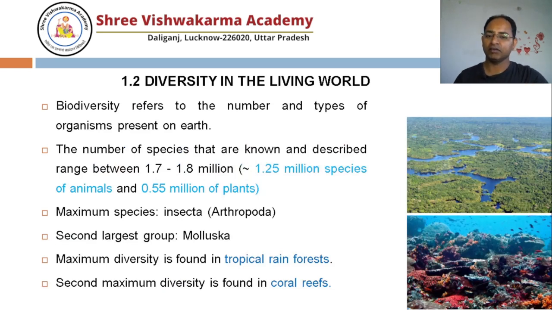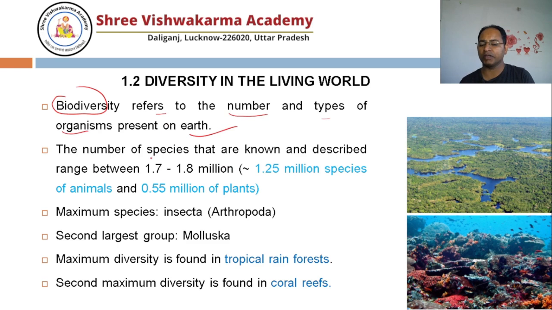Now, let's see another point, diversity in the living world. If you look all around, you can find thousands of species of plants and animals. How many types of plants and animals are present is known as diversity. So there is diversity of the living, that's why we call it biodiversity. Biodiversity refers to the number and types of organisms present on earth. The number of species on earth is around 1.7 to 1.8 million, meaning around 18 lakh species of plants and animals reported as of now.